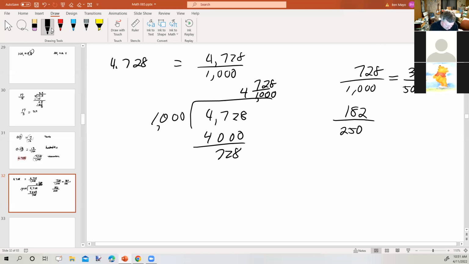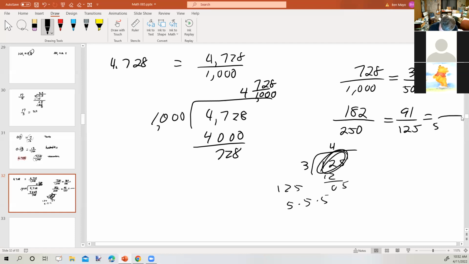Wow, it's still even. 182 divided by 2 is 91. 250 divided by 2 is 125. Well, 2 doesn't go into either of those, or does it? What goes into 125? 2 doesn't go in. Does 3 go in? That's 1, 2, 5. No, 3 doesn't go in. What goes into 125? 5 goes in, doesn't it? So 125 is like 5 times 5 times 5. Oh, here we go with that prime factoring.